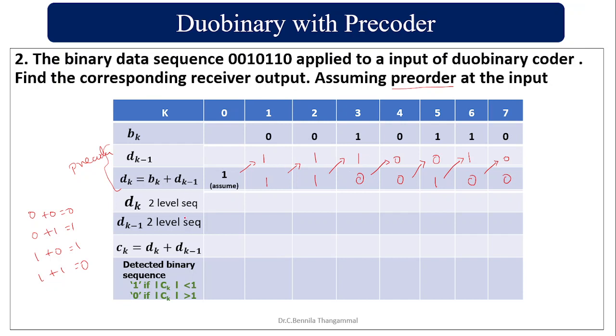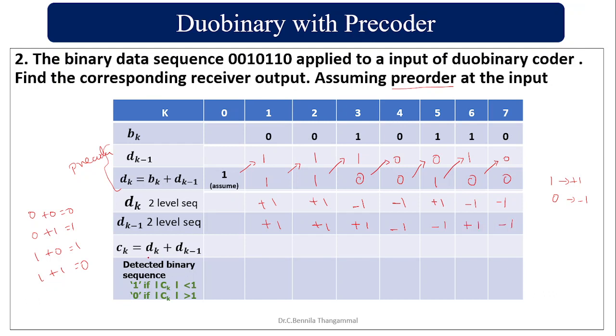That should be converted into a 2-level sequence. What is this 2-level sequence? If the value is 1, it's going to be plus 1. If the value is 0, it's going to be minus 1. We are not going to bother about this first one; here alone we are going to take. So for DK, the value is 1, so it's plus 1, then plus 1, minus 1, minus 1, plus 1, minus 1, minus 1. Now DK minus 1, the same thing: plus 1, plus 1, minus 1, minus 1, plus 1, and minus 1.